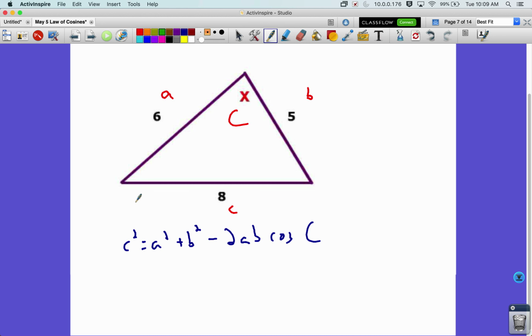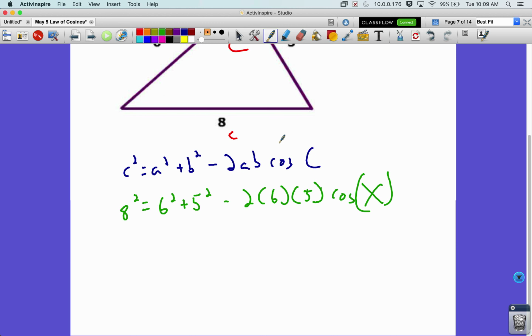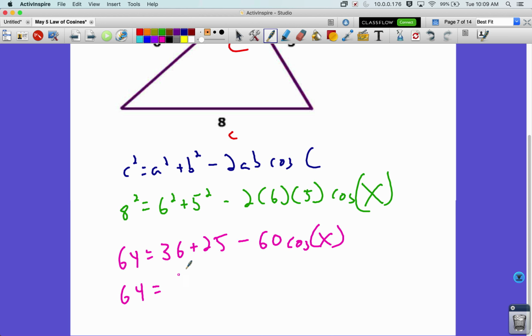And let's just fill in everything that we got. 8 squared equals 6 squared plus 5 squared minus 2 times 6 times 5 times the cosine of unknown angle x. All right, 64 equals 36 plus 25 minus 60 cosine x. 64 equals 61 minus 60 cosine x.